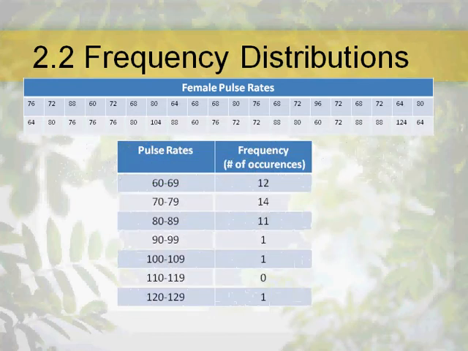Here's one example of a frequency distribution related to the pulse rate data above. We simply count up the number of pulse rates that are between 60 and 69, and that count goes directly in the frequency column. In other words, 12 of the pulse rates are between 60 and 69, 14 of the numbers are between 70 and 79, etc.